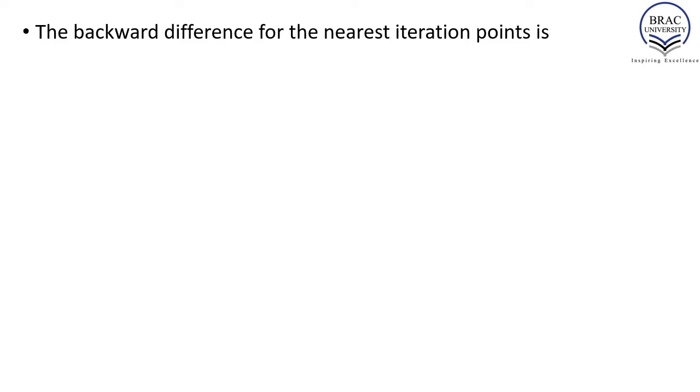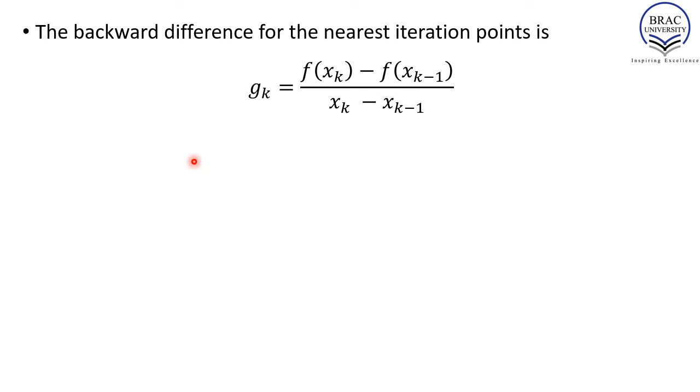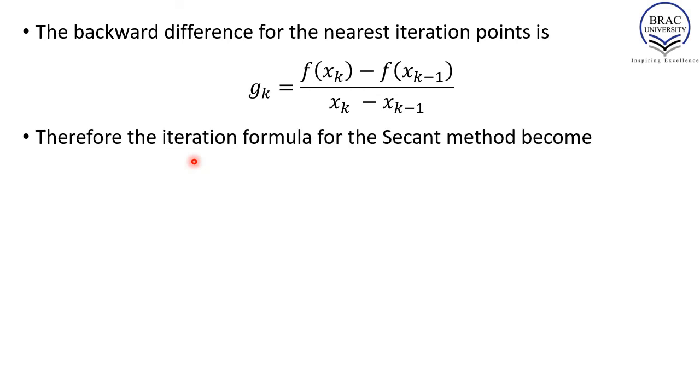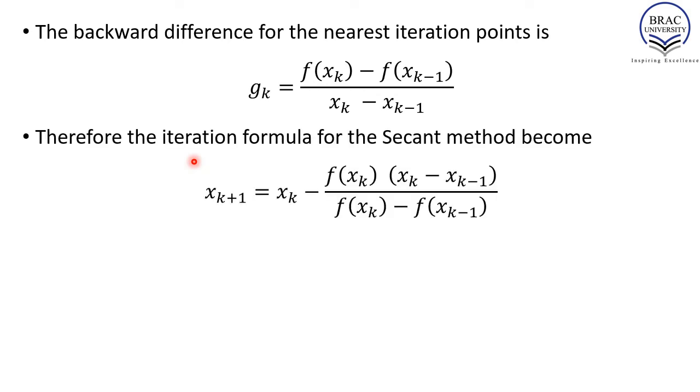The backward difference formula for the nearest iteration points is the following: g sub k equals the rise difference in the numerator, and that is the run, the denominator. You can see that it is actually a slope formula between the nearest iteration points. So we use this value instead of f prime, the first derivative. If we put it there, we can rewrite our iteration formula in this format, and that is known as the secant method.